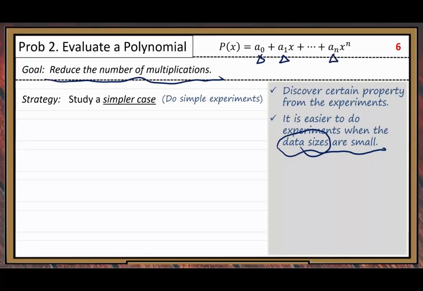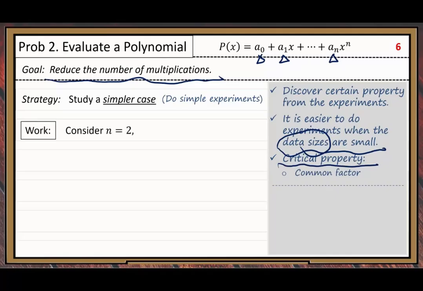That's our data, input data. The number of coefficients, that's the data size. When the data size is small, then the experiment is easier. Critical property. Here, when we do the experiments, we want to discover some critical property. So here, let's do some simple work.